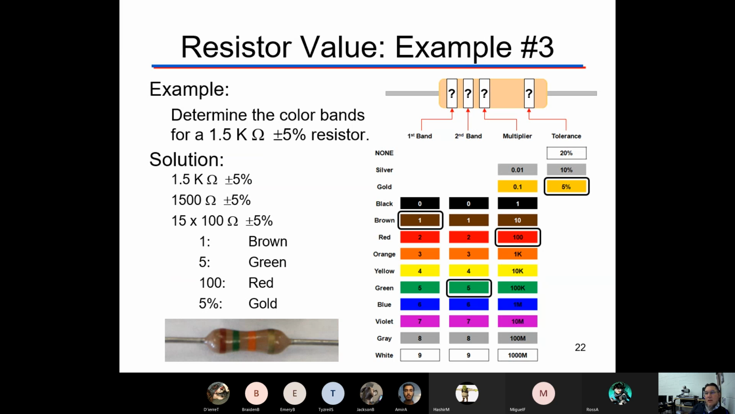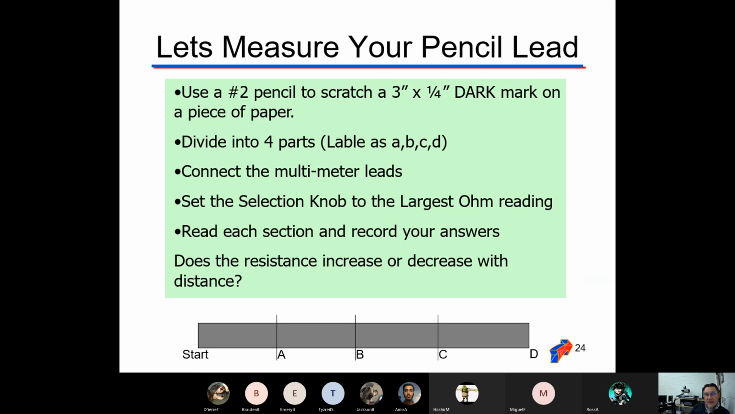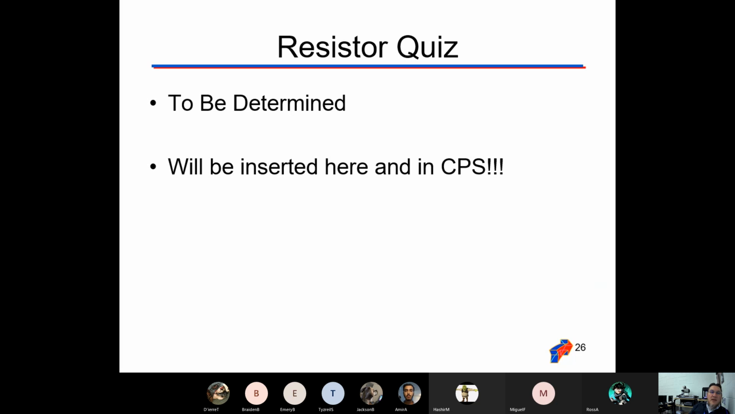Using a digital multimeter to measure resistance. We're not going to do this next part, which is an experiment where you color in using a carbon pencil and then measure the resistance between the two points. We're not doing that. This is going to be part of your lab, so we're going to skip that. And then obviously we'll have a quiz later, but not right now.